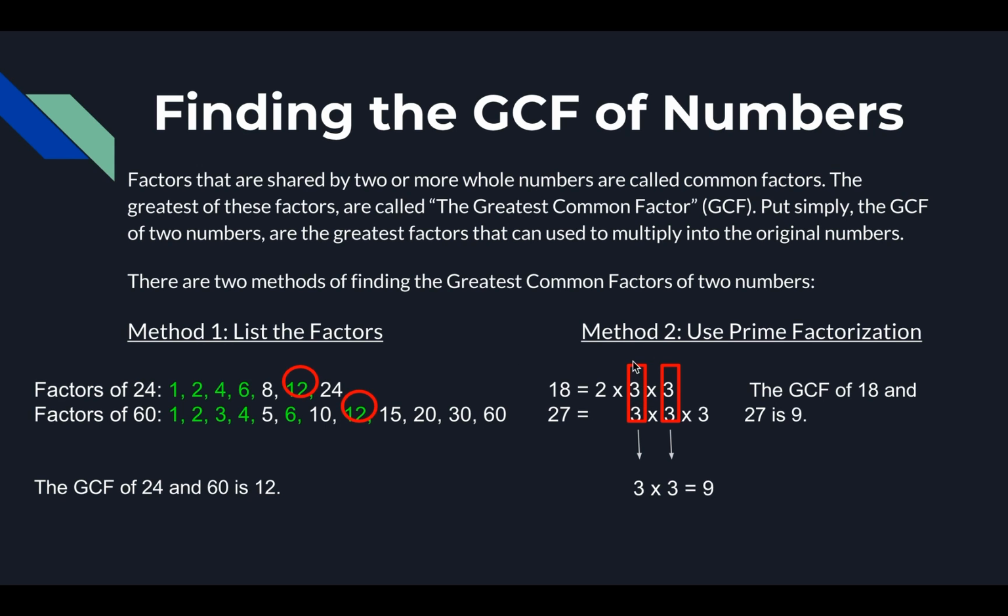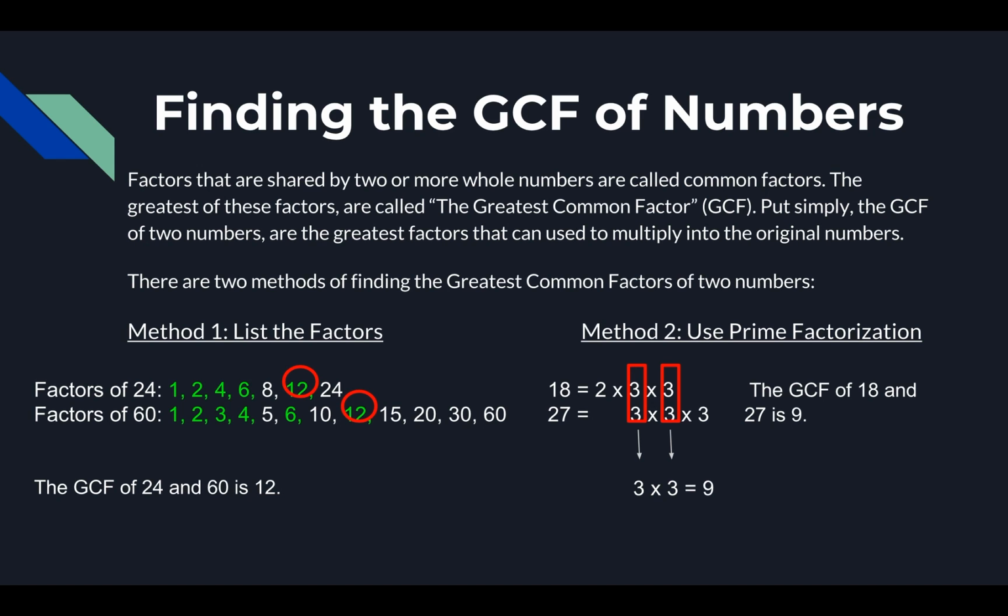You combine the two greatest common factors and you multiply them. So the GCF of 18 and 27 is 9. Hopefully you understand this. Just get a good look if you want to take notes or something. Or you can just pause the video.